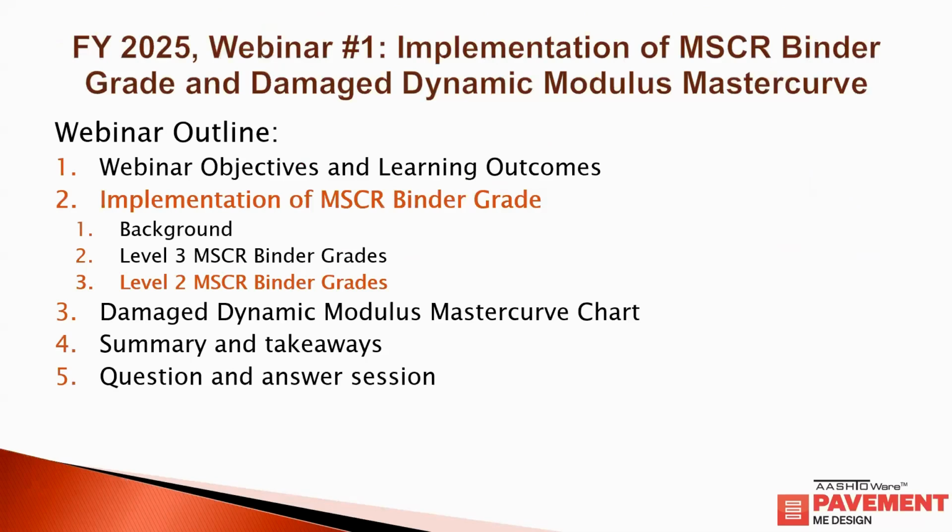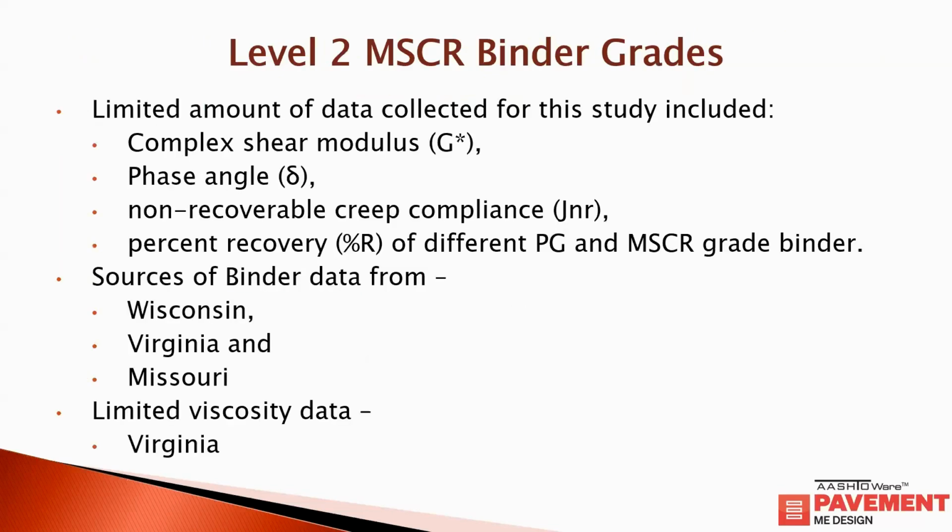Okay. So after level 3, I will describe briefly how we implemented the level 2 MSCR binder grades into PMED. Next slide, please. Okay, so for level 2, we have a target to collect different binder properties data like complex shear modulus, G-star, phase angle, non-recoverable creep compliance, Jnr, and percent recovery for different PG and MSCR binder grades.